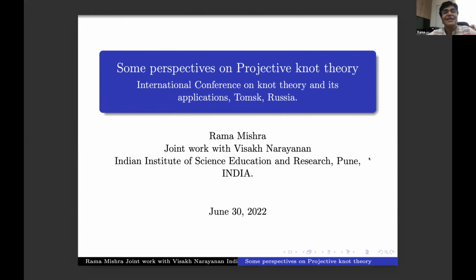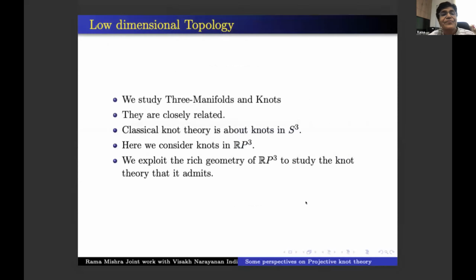I'll be talking on this projective knot theory, whatever the ideas are. This is a joint work with my graduate student, Vishak Narayanan, who is working towards his PhD thesis. So it's all new ideas floating, and I would invite comments and suggestions. Whatever we have, I would like to just share.